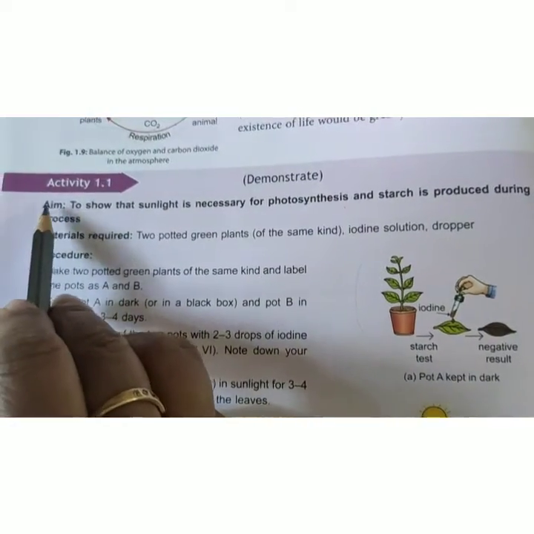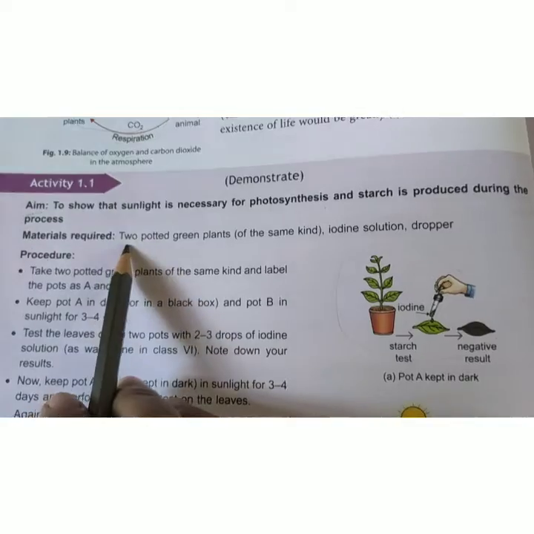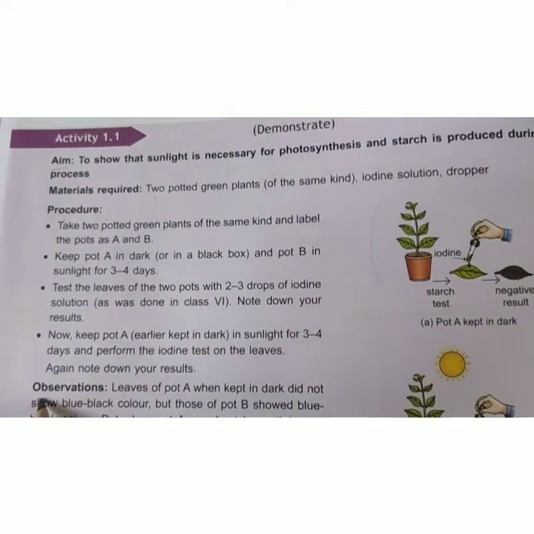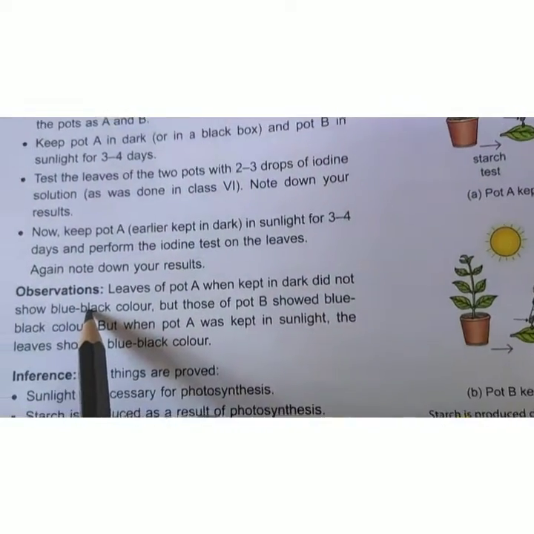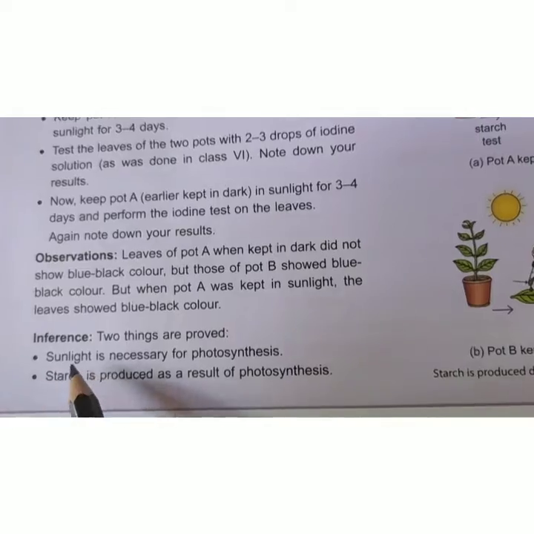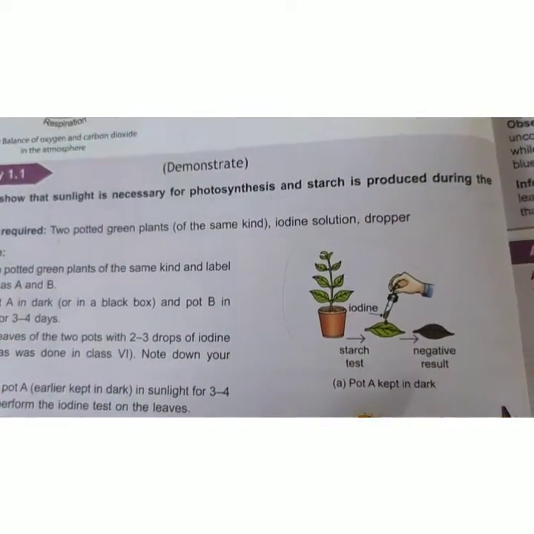The aim is what you have to do. Secondly, what are the materials required. Thirdly, what is the procedure. Then, what are your observations, means what you saw during the experiment. Then inferences, means what was your conclusion. So this is the way you write an experiment. Okay.